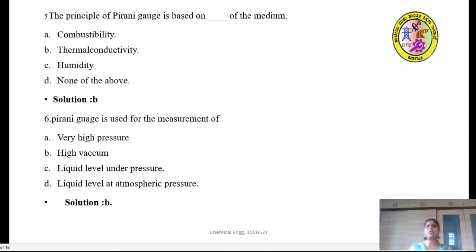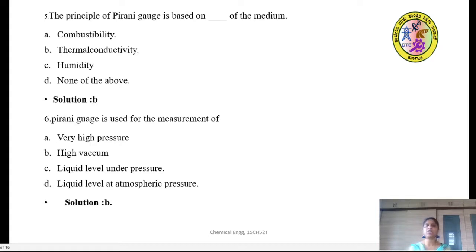Next, the principle of the Pirani gauge is based on dash medium. Combustibility, thermal conductivity, humidity, or none of the above. Obviously, the Pirani gauge is also called a thermal conductivity gauge. Based on the thermal conductivity of the element, there will be changes in the pressure in the gas. So the Pirani gauge is based on the thermal conductivity of the medium.